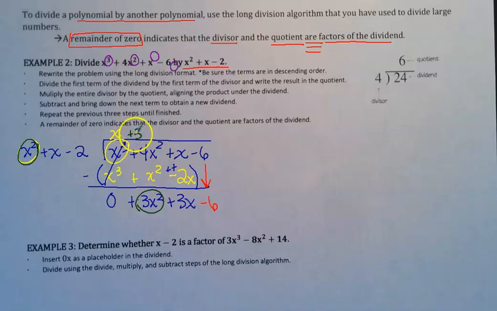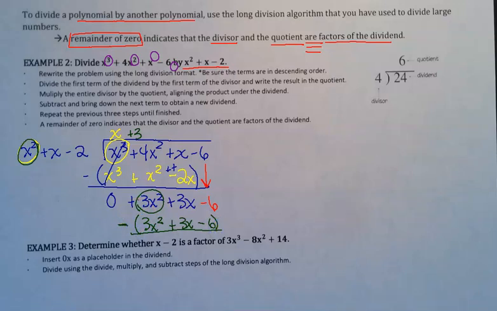And then I'm going to multiply this positive 3 by each term here in my divisor. So 3 times x squared is 3x squared. 3 times x is 3x. And I'm aligning my terms. 3 times negative 2 is negative 6. Okay, remember we're subtracting these. That's the next thing.